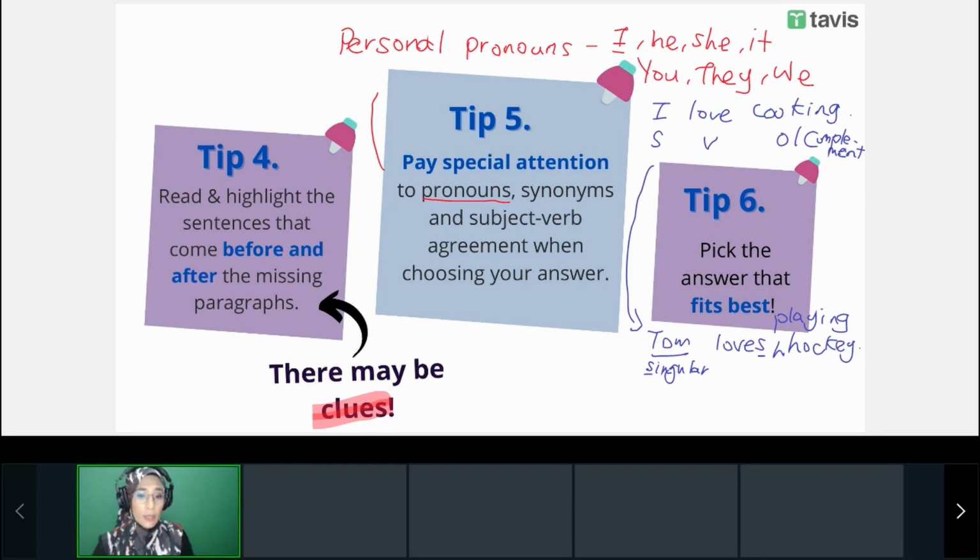Now, Tom is a man, or a boy or a guy. So what is the pronoun for him? It's he. Please make sure you know the gender. So, he loves. You can see that hockey is actually an object. So, he loves playing hockey.